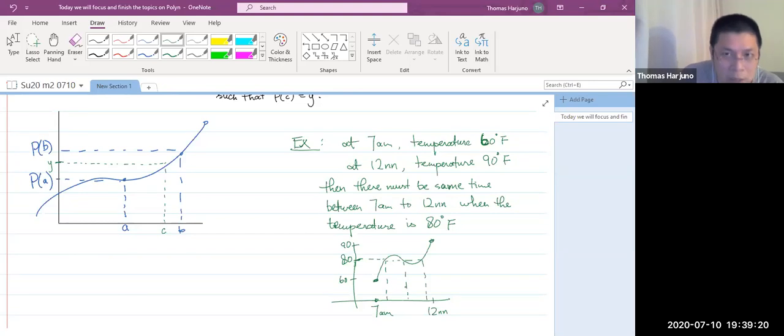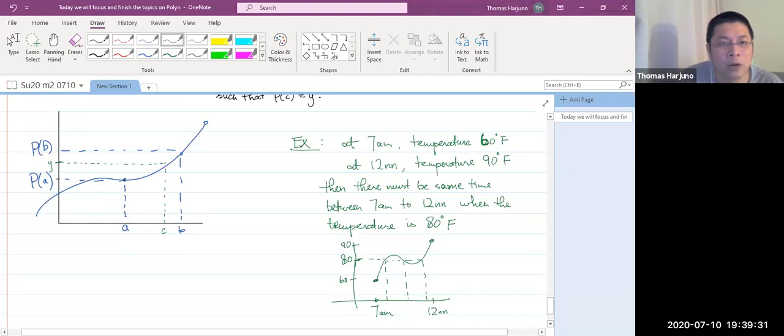Okay. It may be sometime in between less than 60 or more than 90, maybe, but no guarantee, because the curve may look like this. The curve may look like this. Okay, yeah. But no guarantee. All we know is everything between P(a) to P(b). Any value you choose in between here must come from some x between a and b. Okay, that's the guarantee. That's what this intermediate value theorem says.